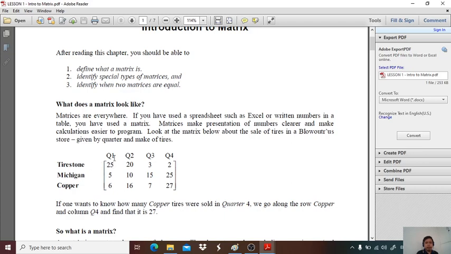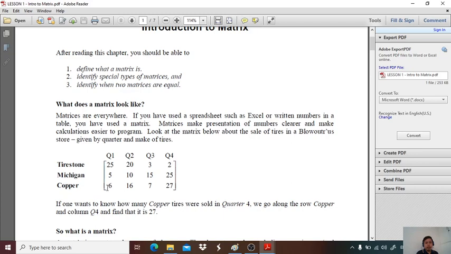For the first tire brand, we have 25 for the first quarter, 20 for quarter 2, 3 for quarter 3, then 2 for the fourth quarter. For Michigan, we have 5 for the first quarter, 10 for the second, 15 for the third, and 25 for quarter 4. For Copper tires, we have 6 for Q1, 16 for Q2, 7 for Q3, and 27 for Q4. If one wants to know how many Copper tires were sold in the fourth quarter, we go along with row Copper and column Q4.